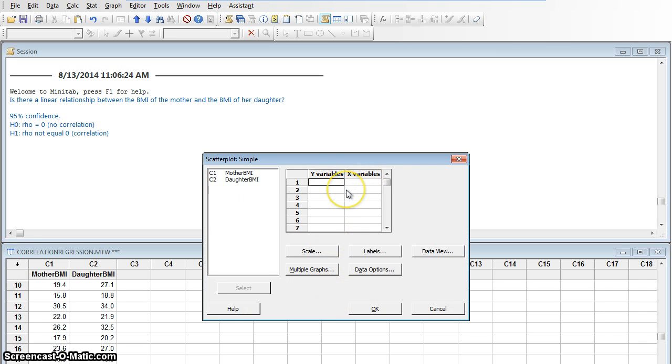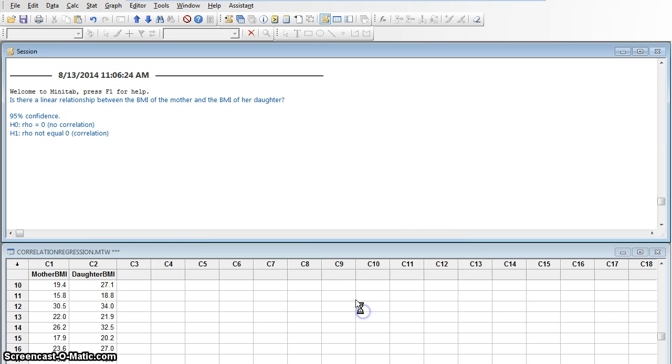So I'm really wondering, it would make more sense to say that the daughter's BMI might depend on the mother's BMI. So the daughter is going to be my Y variable, my dependent variable. The mother's going to be my X variable. And I'm going to say OK. And it's going to make a graph for me.